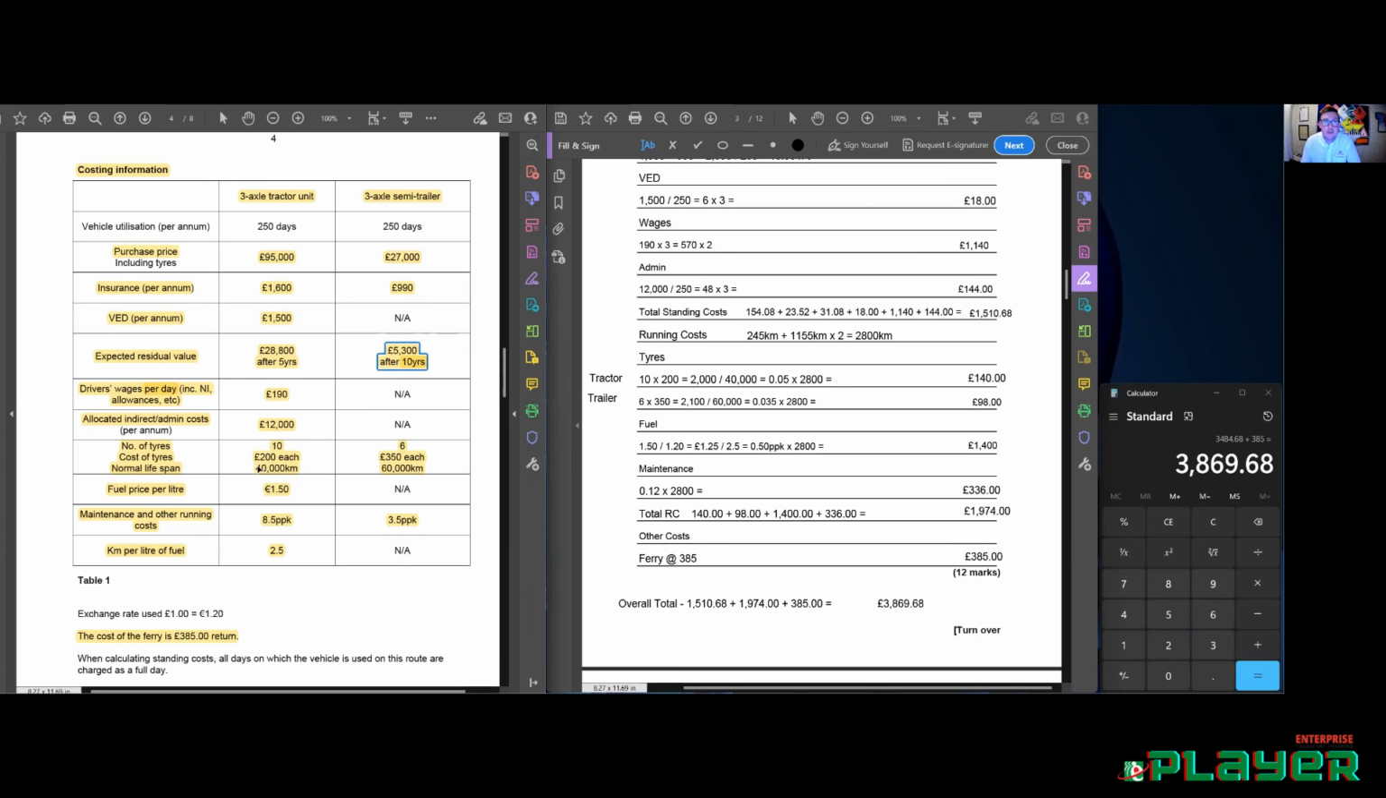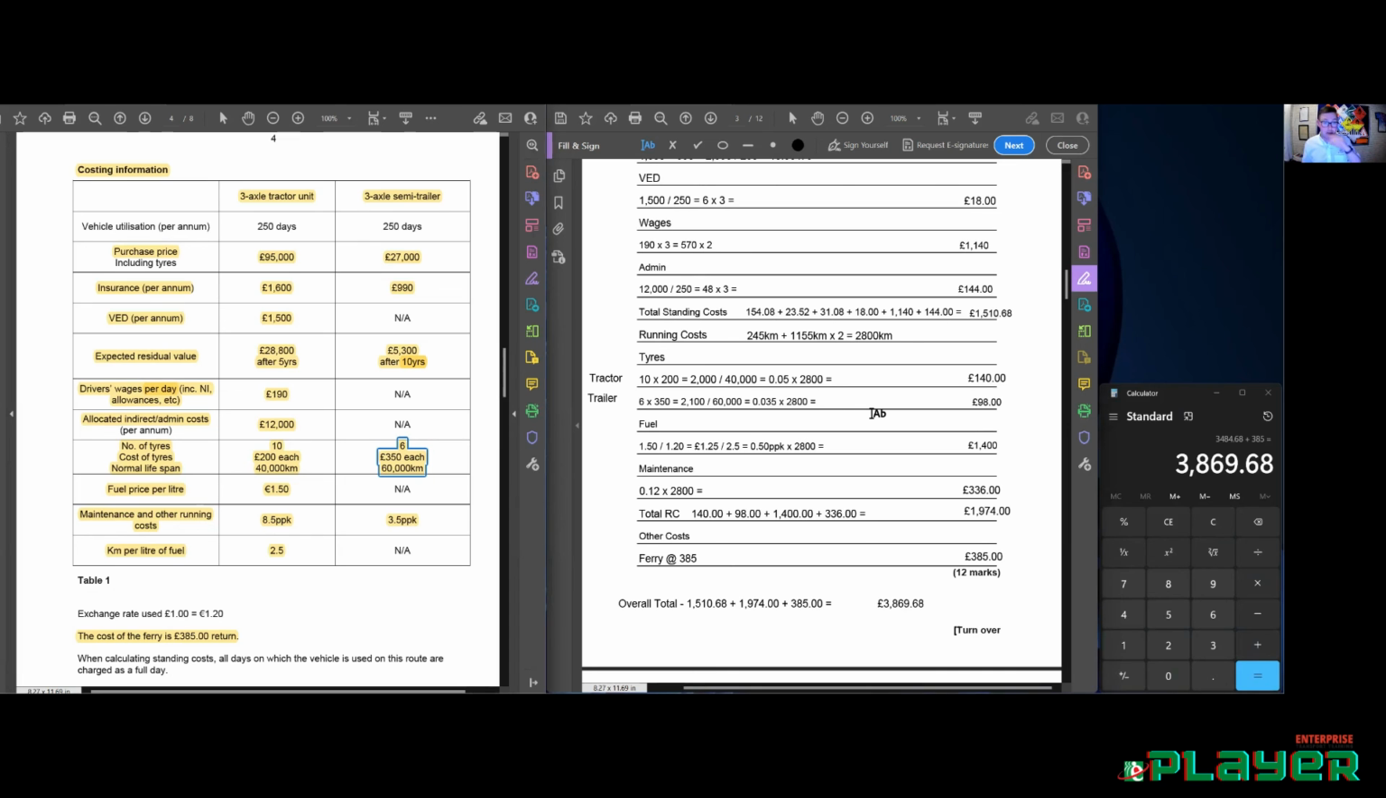The tyres on the tractor unit, you have 10. On the trailer, you have 6. On the tractor unit, they cost you £200. On the trailer, they cost you £350. I tripped myself up on the maintenance there by not adding the two together. I was going to do them separately, but that would have just wasted my own time, to be honest. But with that one, you can add them together. So there's a few little bits. The conversion rate on the fuel, that's another bit just to make you think that little bit more. It might be straightforward, but they are going to put little bits and pieces in there to trip you up or to make you think that little bit more. So you've got to be really careful when you do it.